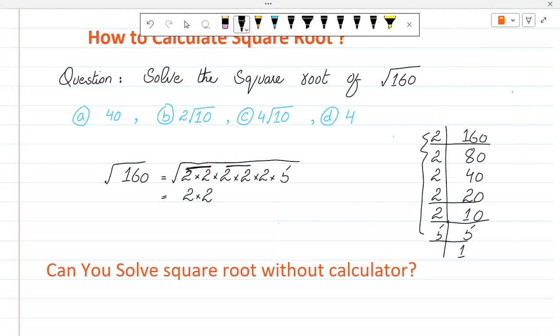And in the middle we have multiplication. Now there is no pair left, so these two numbers we write as they are. Now 2 into 2 is 4, and 5 into 2 is 10. So the correct answer is 4 into root 10, which is C.